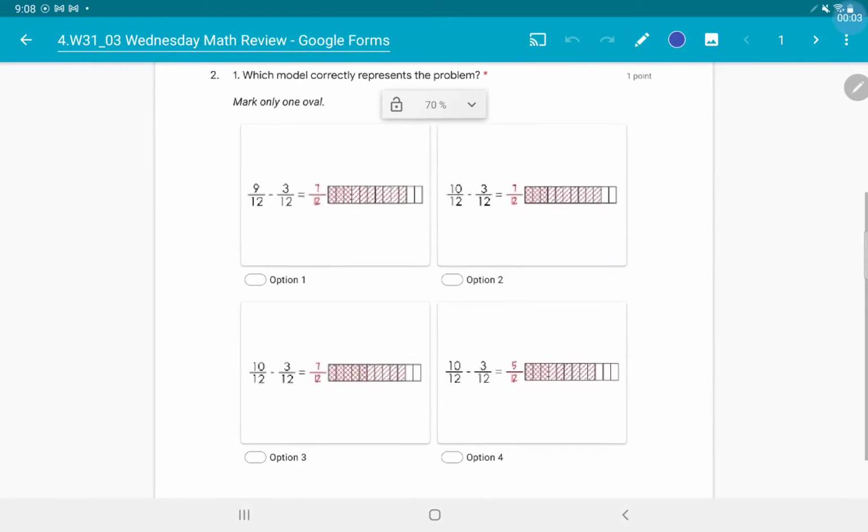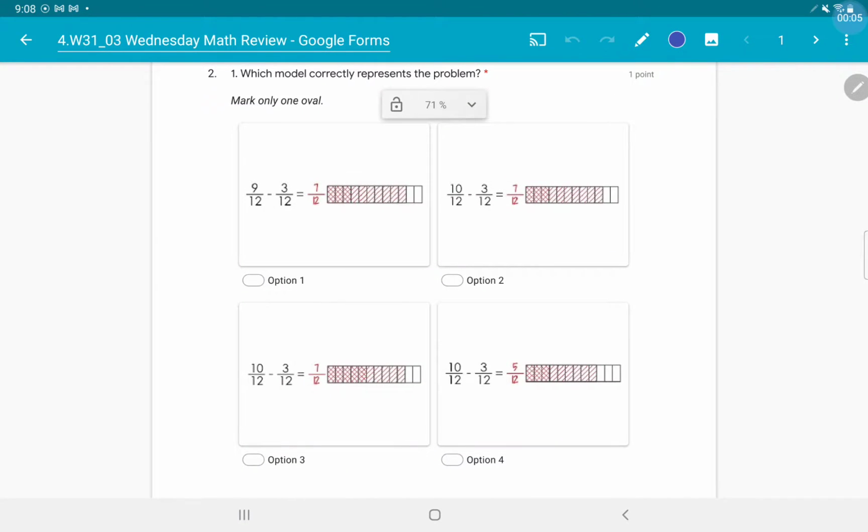Let's take a look at Wednesday's daily math first. The first question asked you which model correctly represents the problem. In all four options, you're subtracting fractions. If you look, what has to be the same if you're going to add or subtract fractions? The denominator. The denominator has to be the same before you can add or subtract. And in all four options, the denominator is the same. But which one of those is the correct answer?